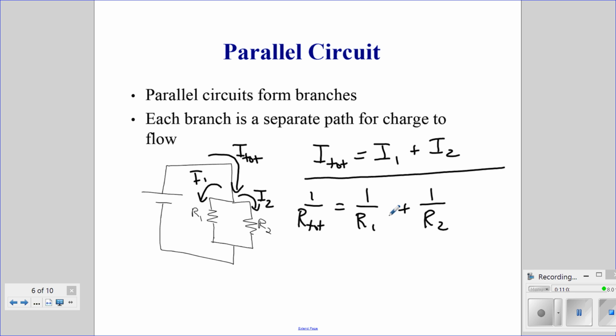But what we see in this, talking about the loop rule, we can see that we gain the full voltage of the battery, and then if I go along either path, we have the full voltage of the battery across each resistor, as long as there's nothing else in the circuit.